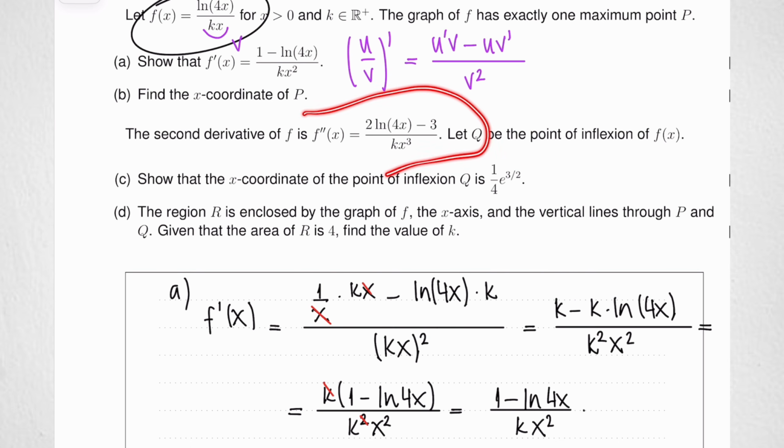Now, we were given the second derivative, which saves us a lot of time. Finding another derivative, given that we would need to deal with a quotient, would take some time. So we bought ourselves some time here.